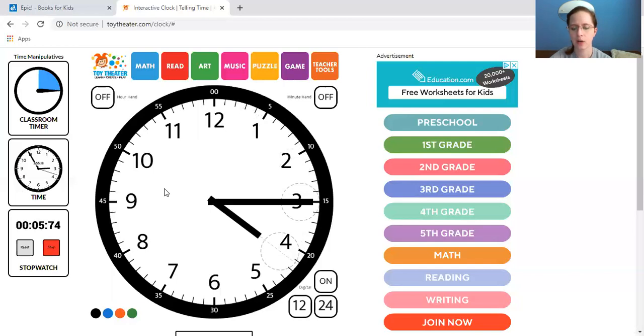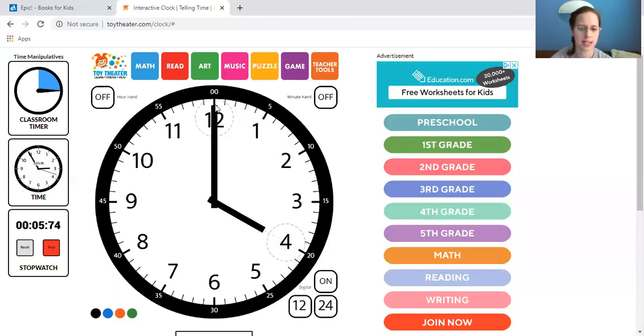So right now the time says 4, because it just went past the 4, 15. And so if you were to ask someone the time, they might say, well, it's 4:15. Or they also might say, it is a quarter past 4.